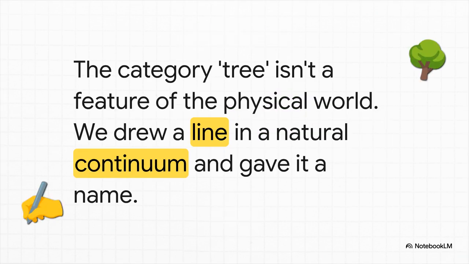And that right there is the trick. The category tree isn't actually a feature of the physical world. It's a boundary that we created with our minds. We all just collectively drew a line in that natural spectrum and decided, okay, a plant with these features, a woody trunk, a certain height, yep, that gets the tree label. It's a conceptual box we've all agreed to build together.